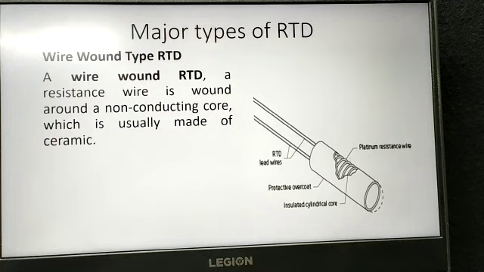Ceramic material has two properties, high insulation and a high heat transfer coefficient, and both these properties are desirable for us. That's why we are only using ceramic material. I'm again repeating, the wire wound type RTD has a wire wound on a ceramic material. That's why we call it a wire wound type RTD.